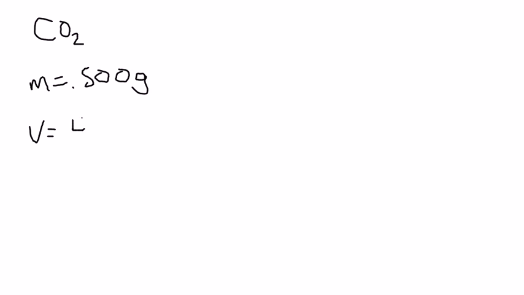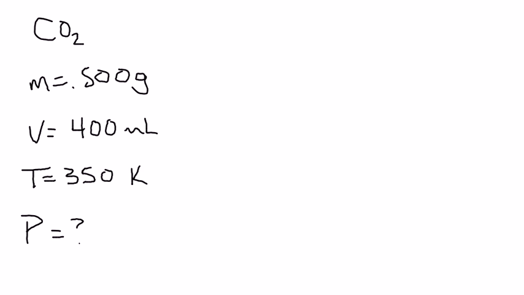Let's write down what we know to start off. We're using a sample of carbon dioxide, that's a good thing to know to start, with a mass of 0.500 grams. We're in a 400 milliliter container, that's going to be our volume, at 350 K, that's going to be our temperature. And I think that's all we know. We're looking for the pressure.